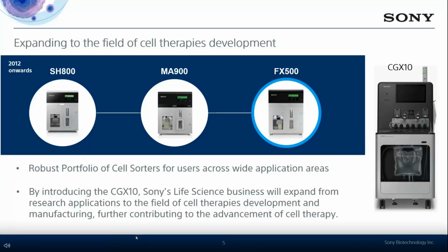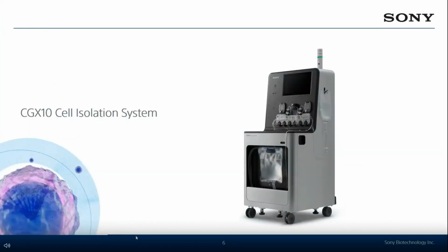The CGX10 expands our portfolio from just research applications into production of cell therapies in the GMP suite, building off of the lessons learned with all of these other products. The CGX10 is a completely closed system with a compact design, appropriate for use in process development and in GMP production of cell therapies of a variety of different types.